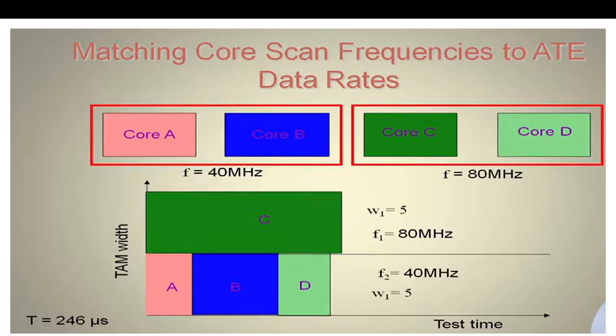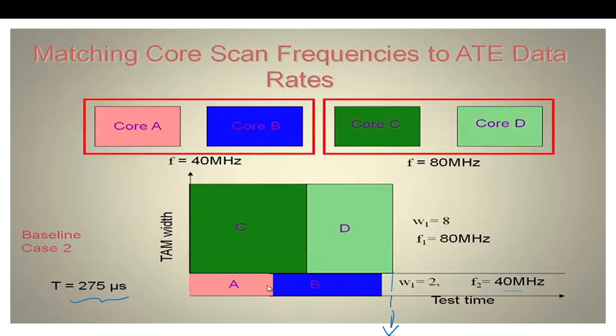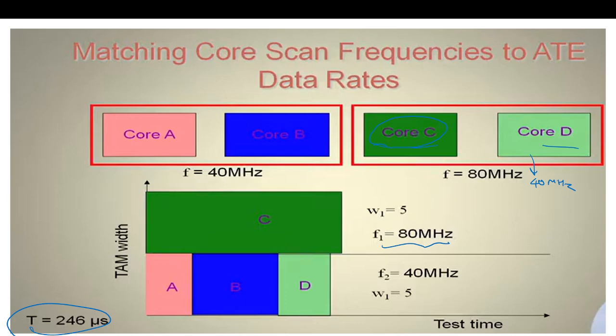Okay, now instead of having both C and D tested at 80, if we test only C with 80, and pack D also with 40 megahertz, then still the time is reduced. We can see that D was taking some added time here. So instead of giving this much time width for this 80, can we give some time width for this 40 megahertz and pack D here? We are still able to reduce the time.